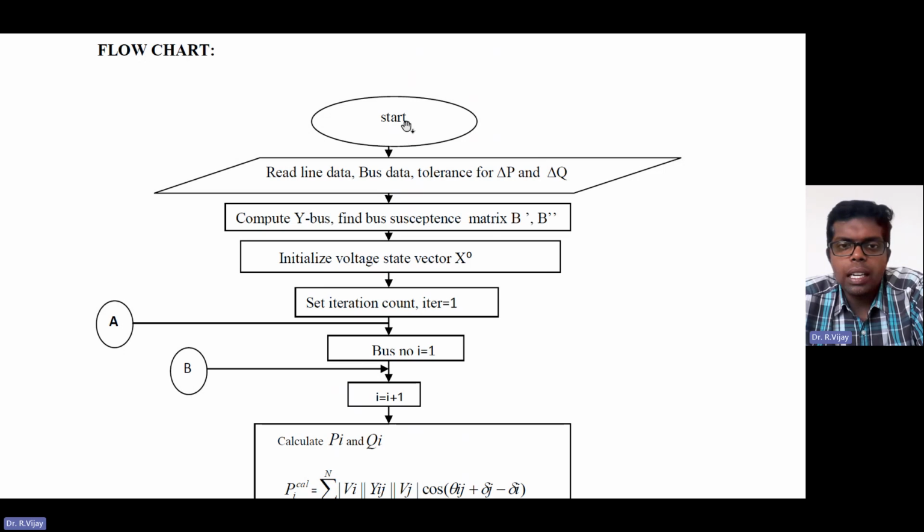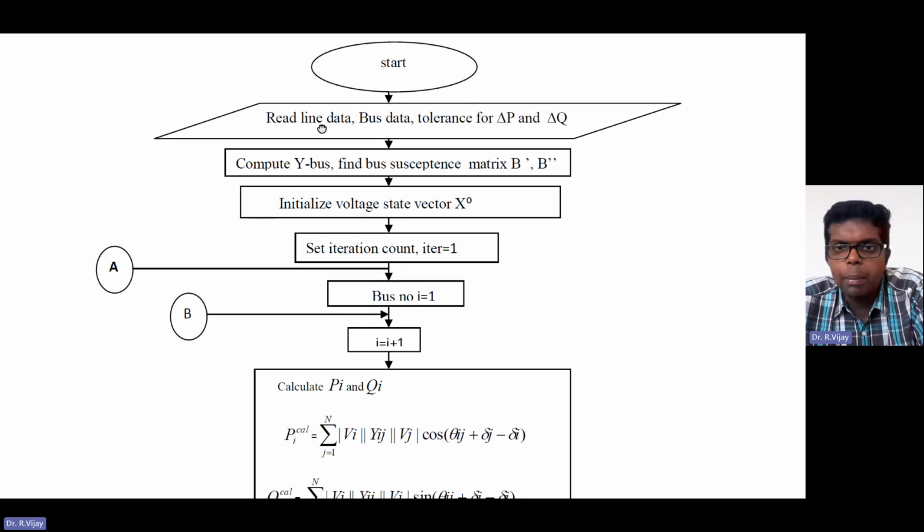First, you need to start the algorithm. Next step is you need to read all the data: the line data, the bus data, and the tolerance limits for del P and del Q. That also you need to read. Next, the second step is to compute the Y bus formulation matrix. Those small steps, that also you program in this.